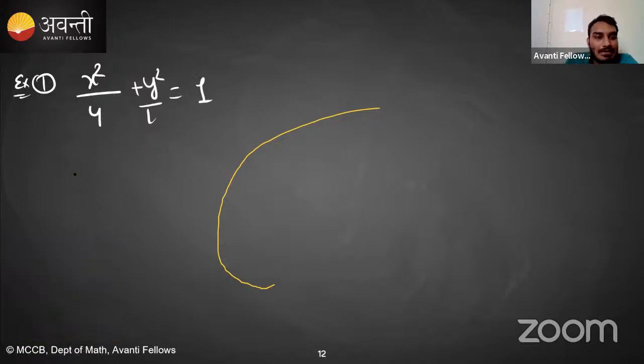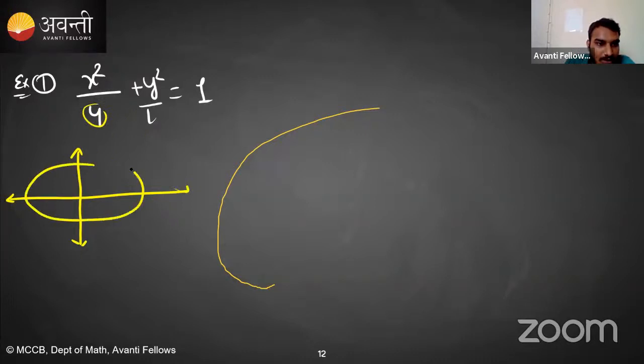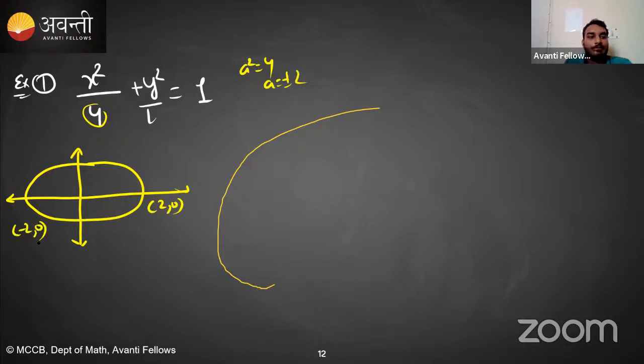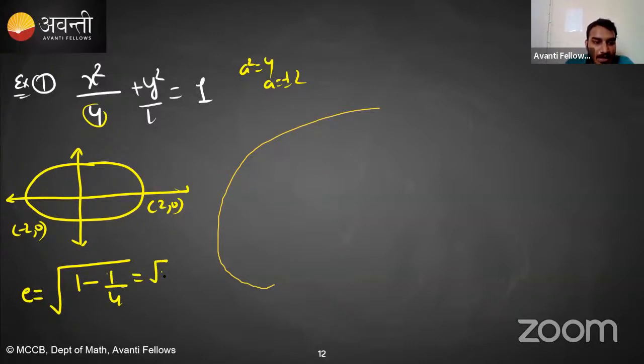If I ask you what is the eccentricity, first of all, can you draw this ellipse? This is an ellipse where the major axis is bigger than the minor axis, right? So the ellipse is something like this. A square is 4, so a is plus minus 2. So this is (2, 0) and this is (-2, 0). Clear? So if I ask you what is eccentricity, eccentricity is nothing but under root of 1 minus b square upon a square, means 1 minus 1 by 4, means root 3 by 2.